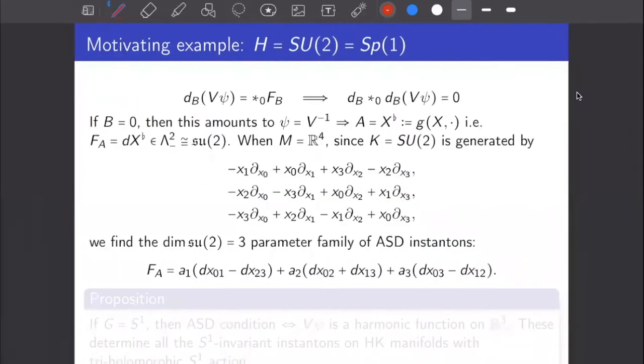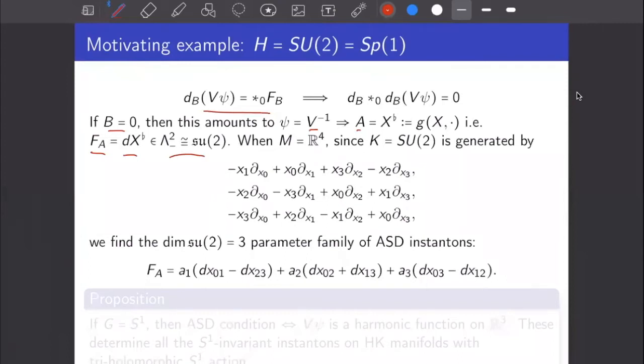A simple consequence of this is that if the connection form B vanishes on R3, then to solve the system, you just have to set your Higgs field to be the inverse of the function V. And this corresponds to setting your connection form to be the dual of the Killing vector field on the hyperkähler manifold. In other words, the curvature form is just the exterior derivative of this dual one form, and this belongs to the holonomy algebra, which is SU2.